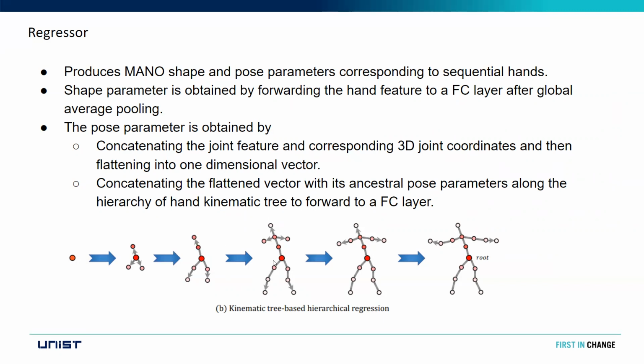This is coming from a different paper. I suppose what they do is they first predict this one, then they go to the next one, and its ancestral pose parameters are attached to this one, and they predict another one, and so on. It goes like that, I think.